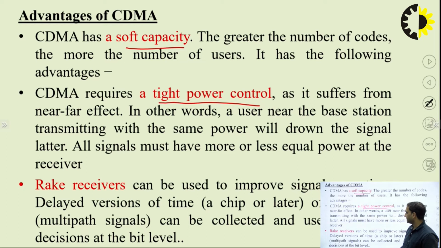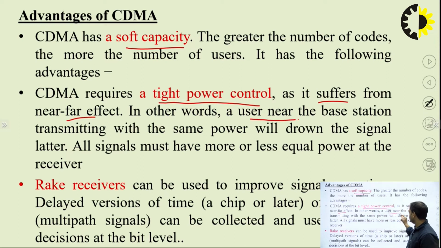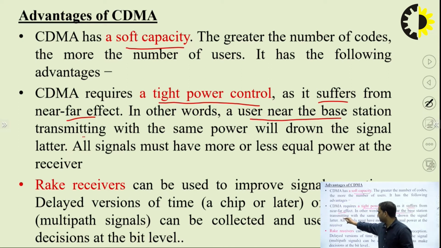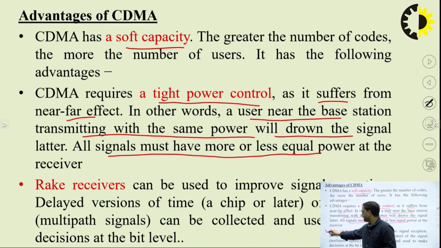These advantages require very tight power control, because one of the issues which occurs in the CDMA system is the near far effect. How to control the near far effect? The solution is power control. It suffers from the near far effect. In other words, a user near the base station transmitting with the same power will drown the signal of others later, and all the signals must have more or less equal power at the receiver. Second is the rake receiver.